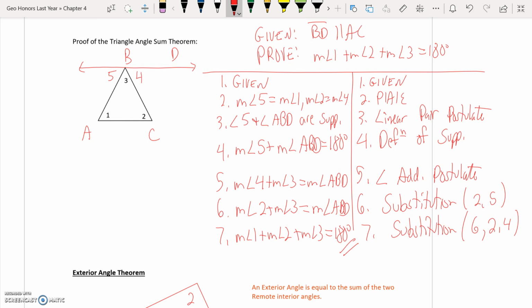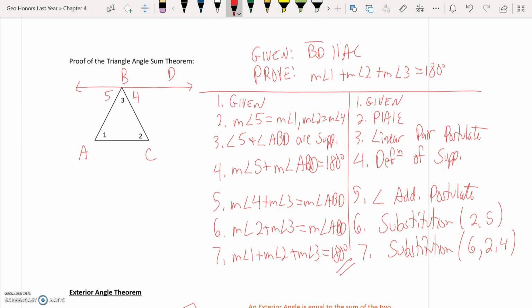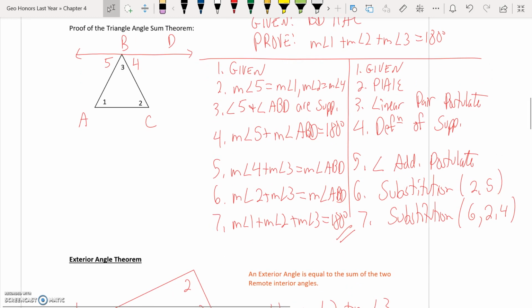In order to make this work, we're going to draw in an auxiliary line, line BD. And the restrictions we're putting on this is that it goes through point B, and this line is parallel to AC, which gives us our given over here. And from there, you can follow the rest of the proof.